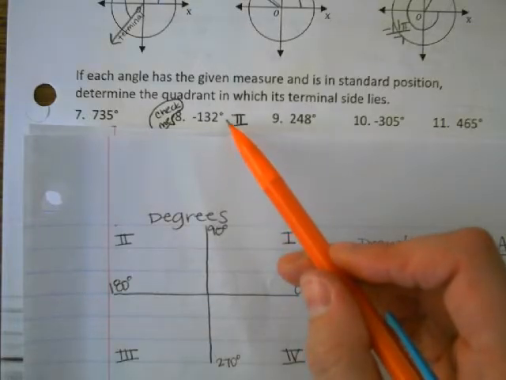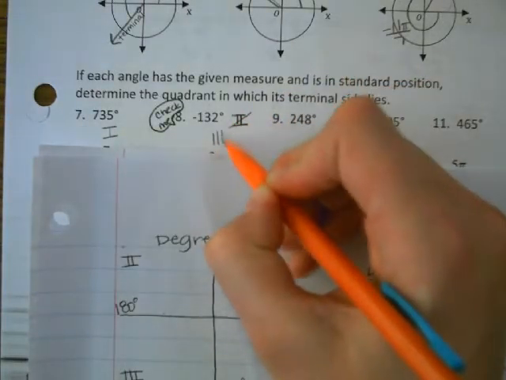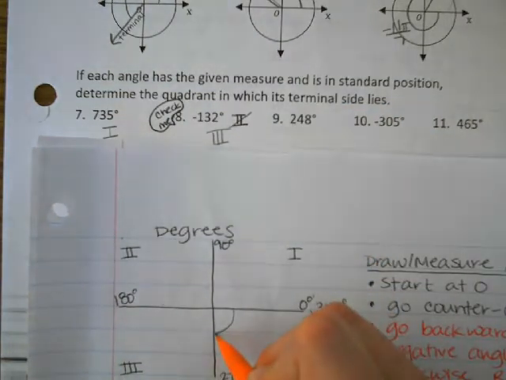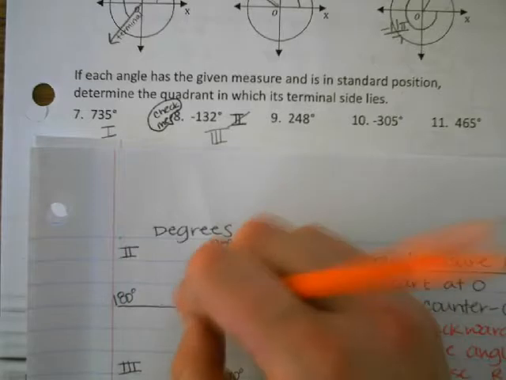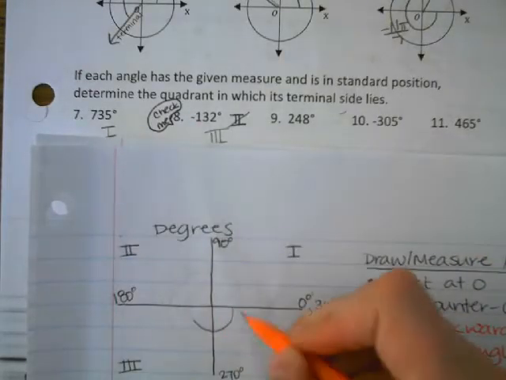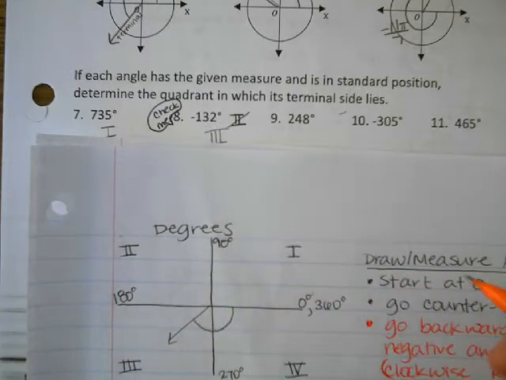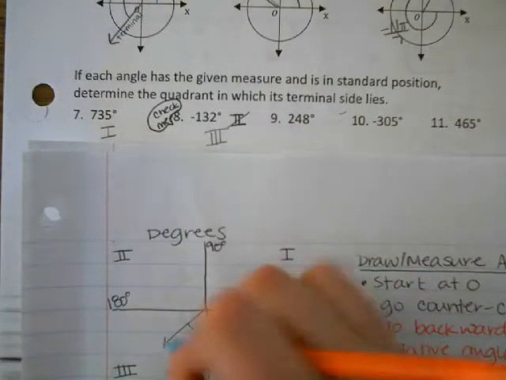So are we in agreement? Quadrant 2? No, it's quadrant three. How do you know it's in quadrant 3? Because we're going backwards, right? So we got -90. And then should we go all the way to -180 and go past it to get in quadrant 2? No. They went too far. So how far should we go? A little bit further than negative 90. Negative 132 is going to be somewhere in there. So what quadrant is that in? Third. That's definitely a third quadrant angle.